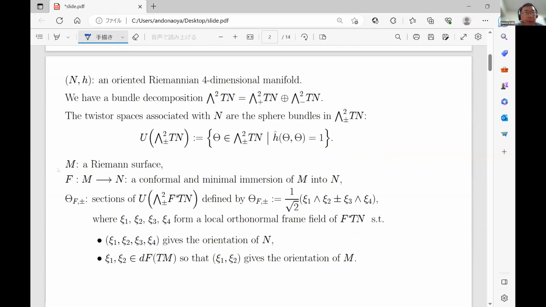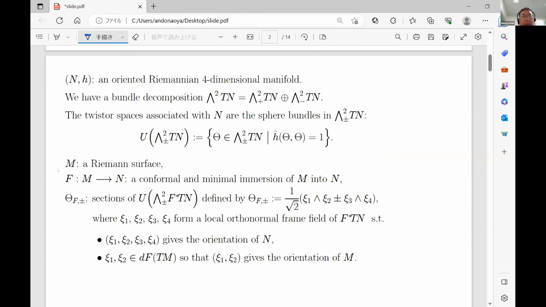Let N be an oriented Riemannian four-manifold. Then we have a bundle decomposition of the twofold exterior power of the tangent bundle of N into two subbundles. This bundle is of rank 6, and these subbundles are of rank 3. We have this decomposition by Hodge's star operator.